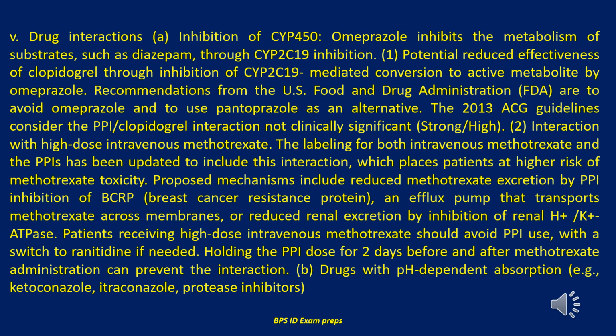The labeling for both intravenous methotrexate and the PPIs has been updated to include this interaction, which places patients at higher risk of methotrexate toxicity. Proposed mechanisms include reduced methotrexate excretion by PPI inhibition of BCRP, breast cancer resistance protein, an efflux pump that transports methotrexate across membranes, or reduced renal excretion by inhibition of renal H plus K plus ATPase.